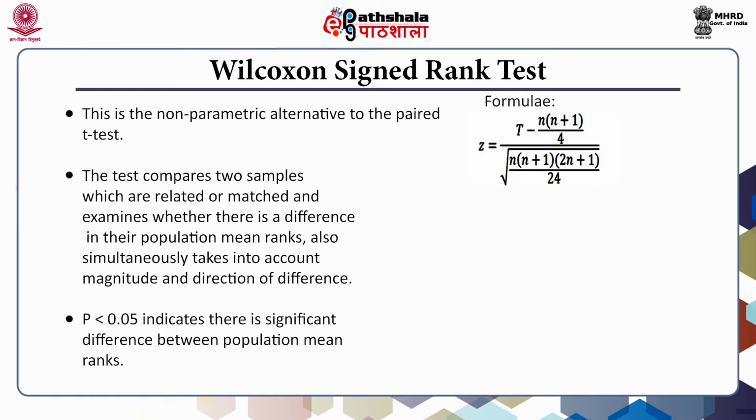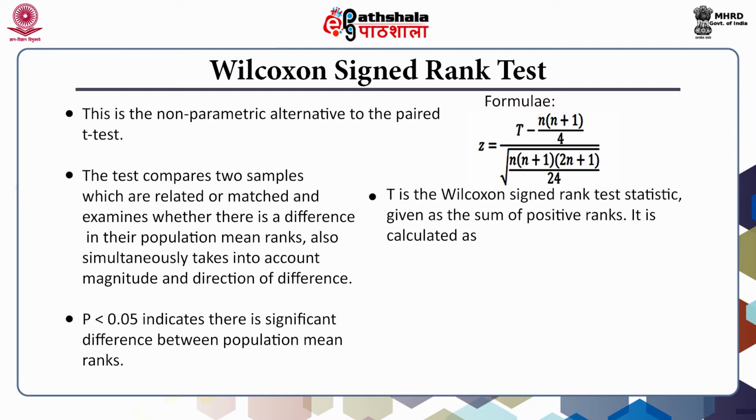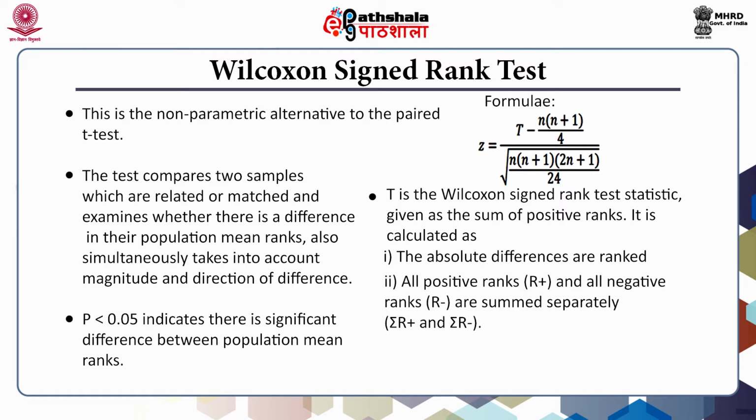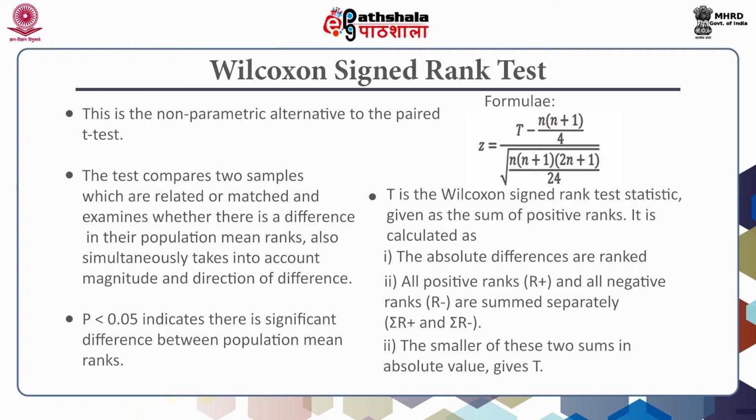In the formula given alongside, T is the Wilcoxon signed-rank test statistic given as the sum of positive ranks. It is calculated as the absolute differences are first ranked, all positive ranks R plus and negative ranks R minus are summed separately. The smaller of these two sums in the absolute value is given as T.